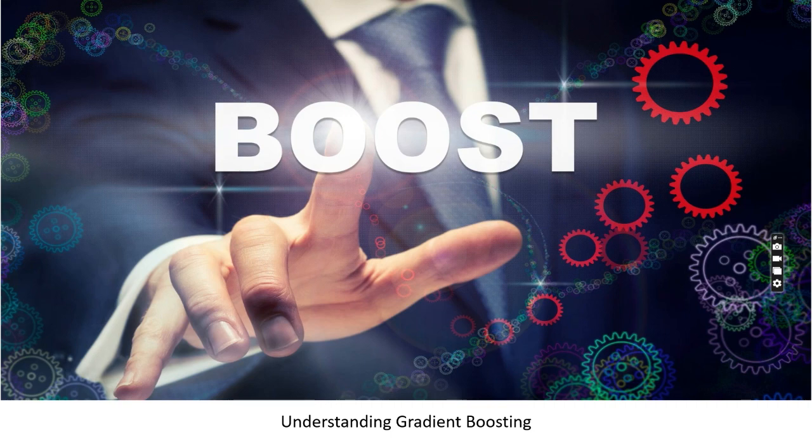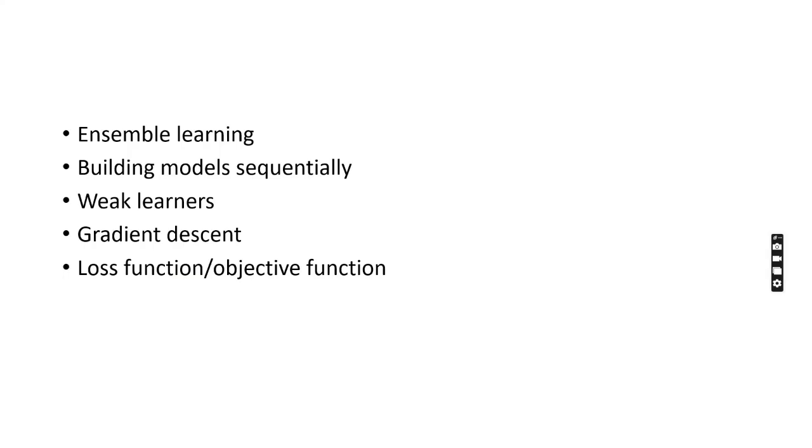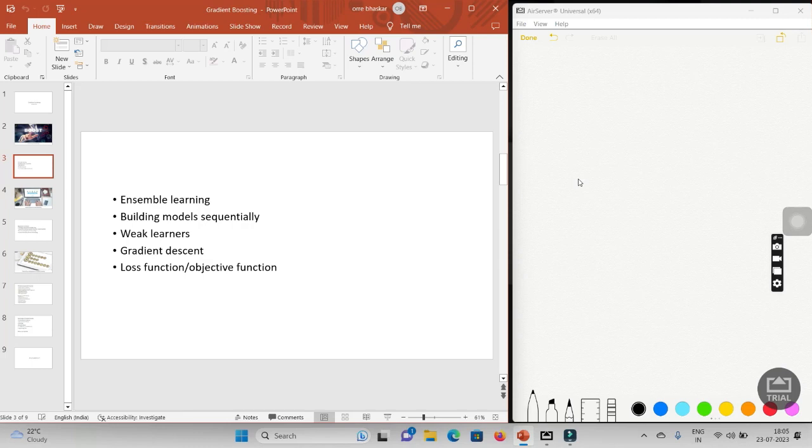Understanding gradient boosting. To understand gradient boosting, we first need to grasp the concept of ensemble learning. What is ensemble learning? Ensemble learning involves combining multiple models to make better predictions than a single expert model. Gradient boosting takes this idea a step further by building models sequentially, with each model correcting the mistakes of previous ones.